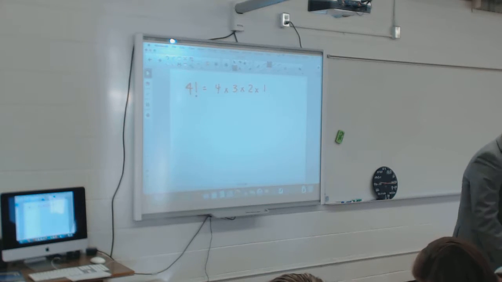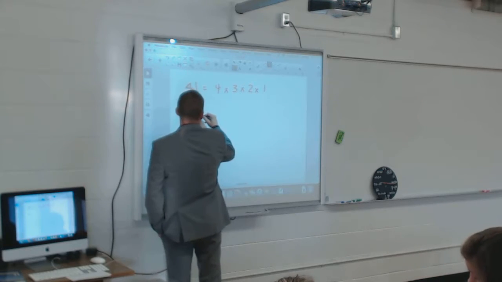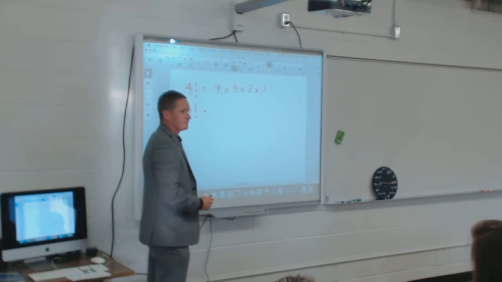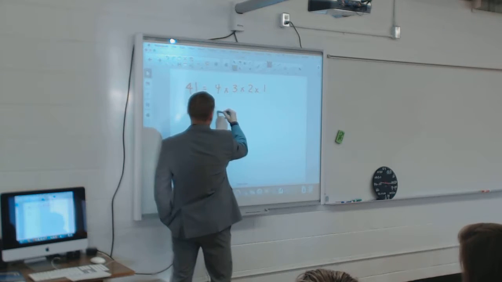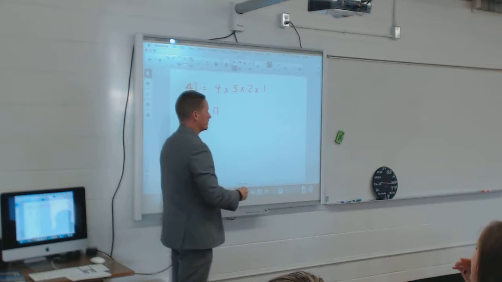All right? So to write that in terms of n factorial, the first number is n. The second number is 1 less than n. How do I show that?